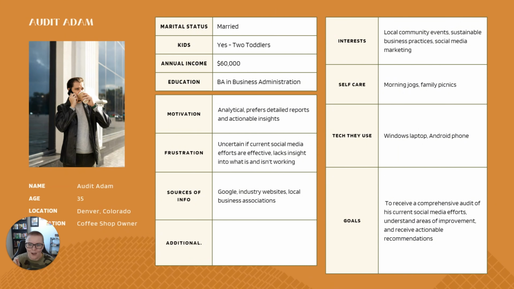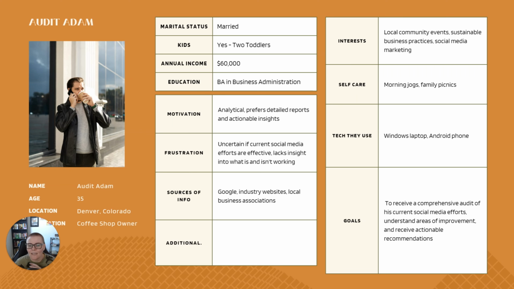Now, let's move on to Audit Adam. Adam is 35. He lives in Denver, Colorado, and he runs a coffee shop. He's married and has 2 toddlers, and they make $60,000 just in the coffee shop. He has a BA in business administration. His motivations are analytical. He prefers detailed reports and actionable insights.